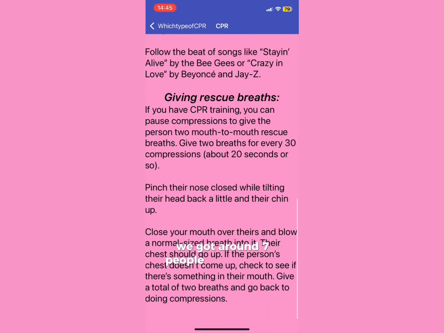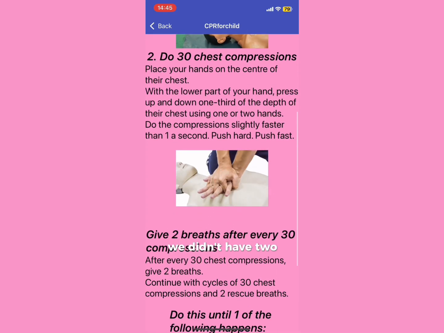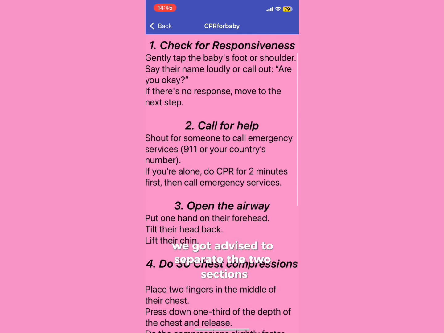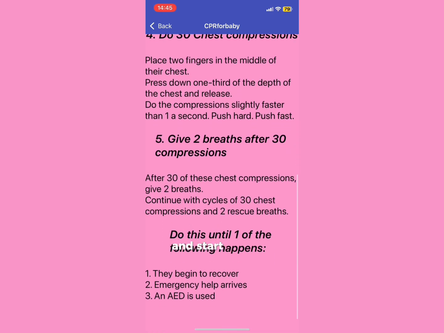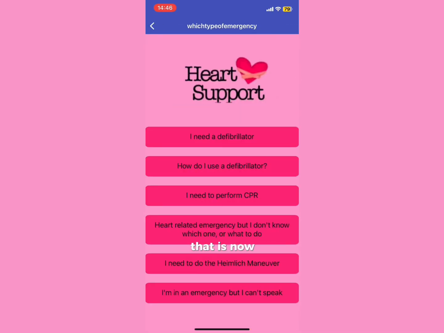We got around 7 people to try out our app. They gave us tremendous feedback. For example, before the app was tested out, we didn't have 2 sections to our app like we do right now, which are emergency and non-emergency. We got advised to separate the 2 sections to simplify the app and make it easier to use during an emergency. So you wouldn't want to accidentally press our education button and start learning about heart conditions when you're trying to save someone's life. So obviously that was very valuable information that is now implemented into our app.